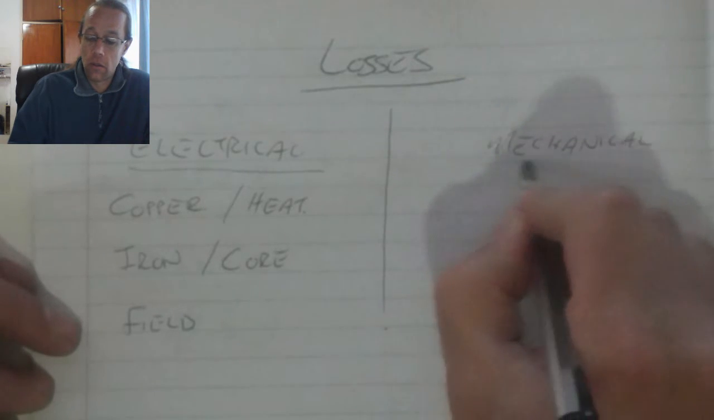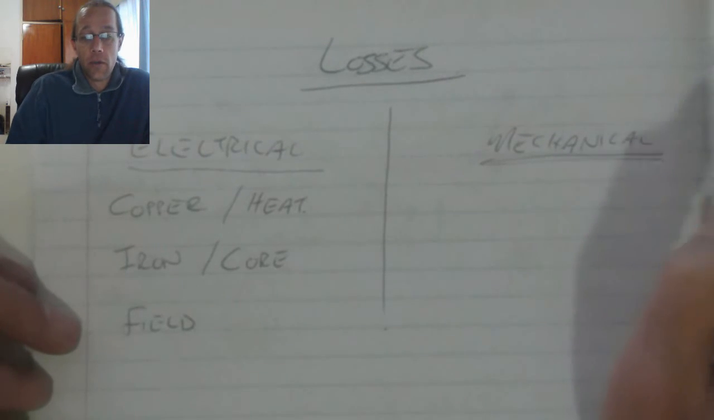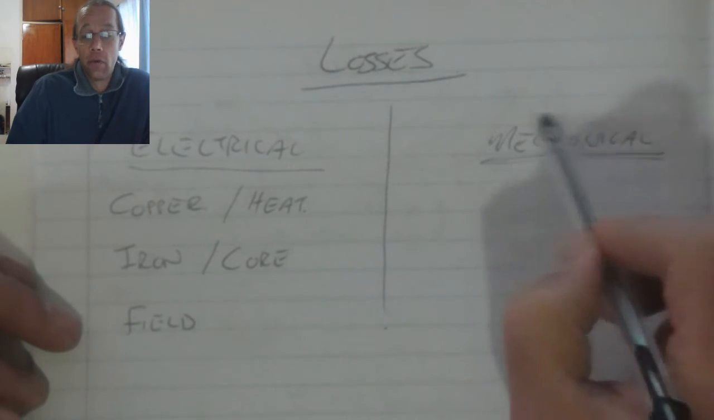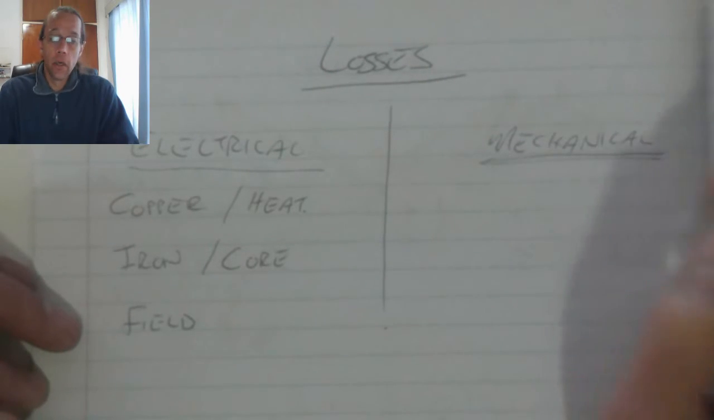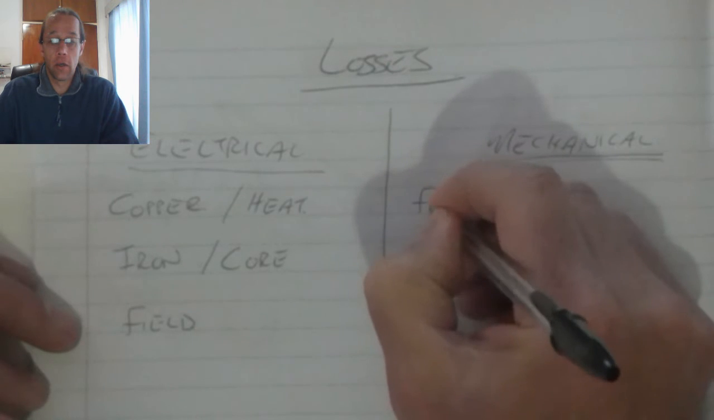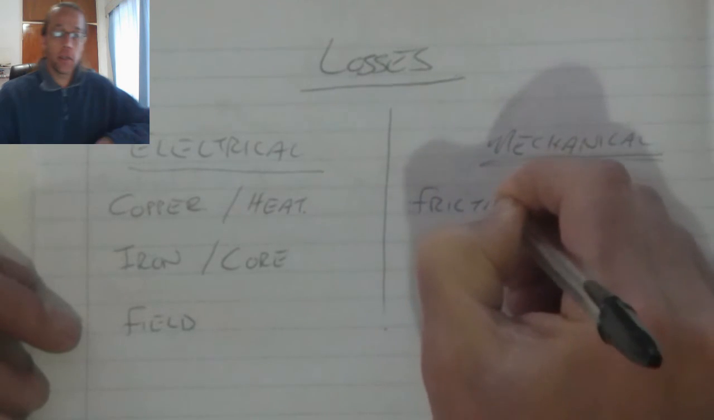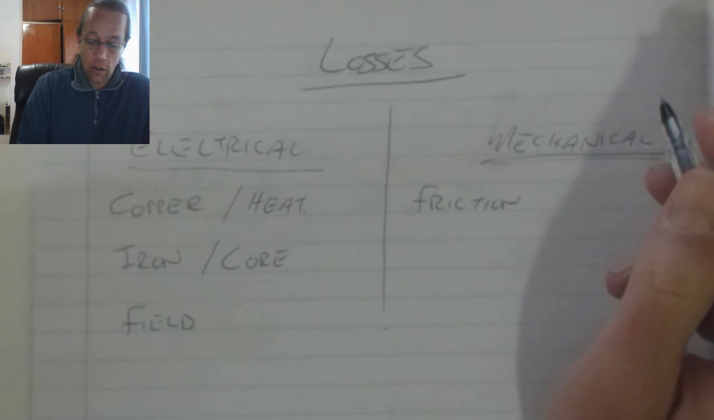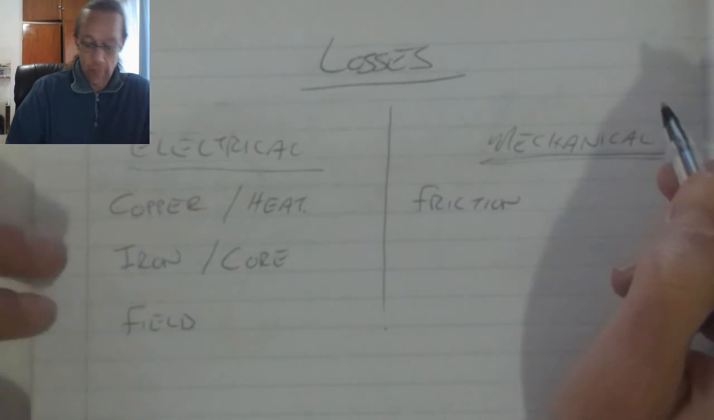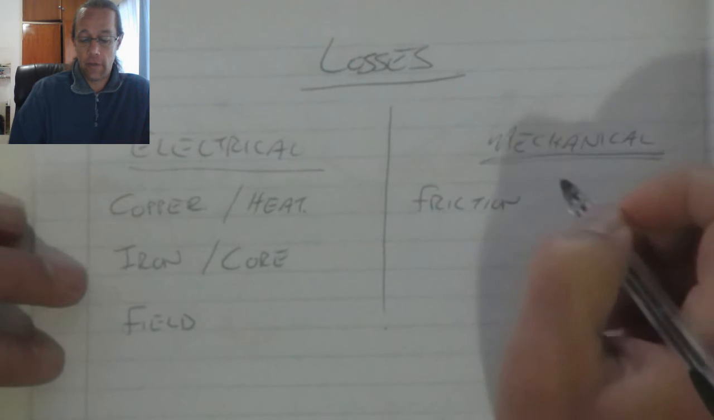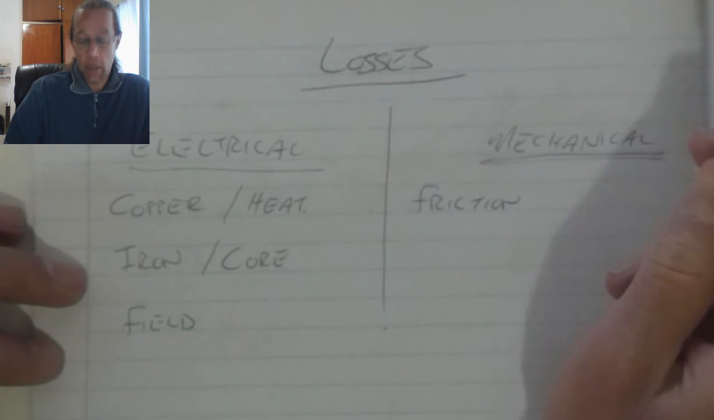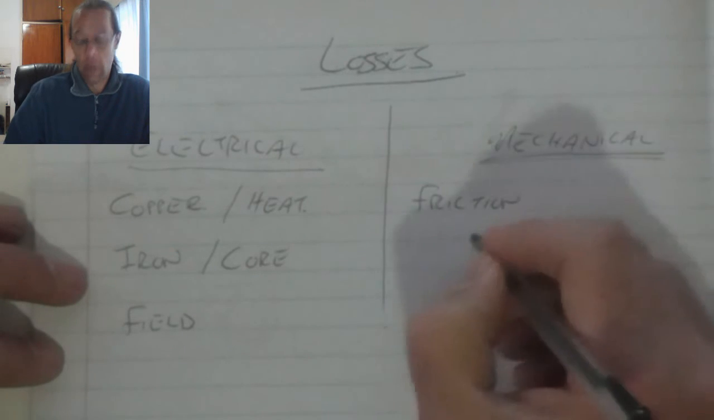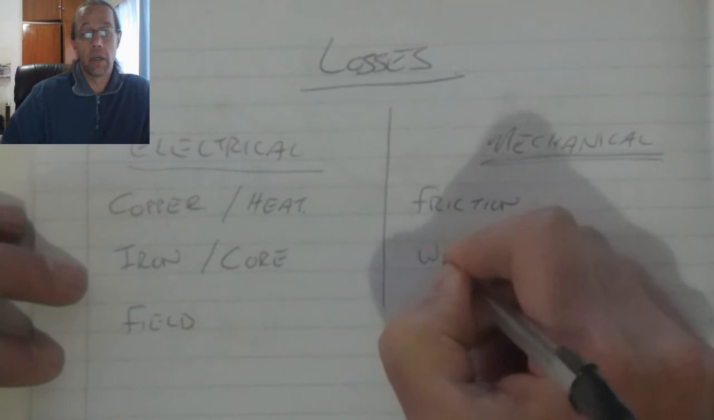Our mechanical losses: as the generator moves, it will generate a mechanical loss, and these are divided into friction. This friction could include the resistance to the motion because of bearings that might be worn or not properly greased and oiled, and then finally windage losses.